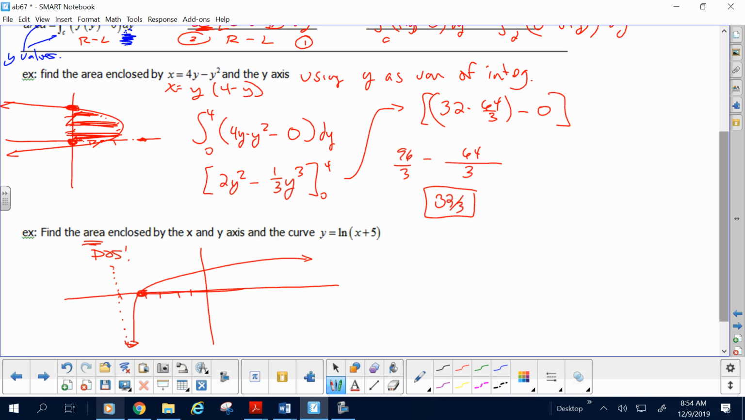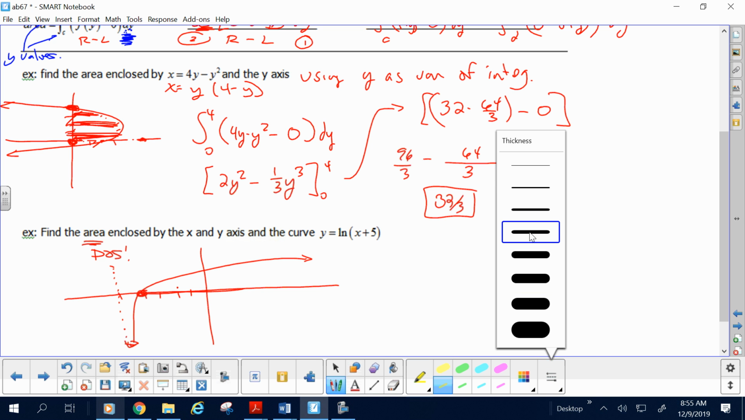The area enclosed by the x and y axis and the curve. So where's the region that's enclosed by those things? What quadrant? 2. Okay, so it's this region, which I'm going to highlight really quick.